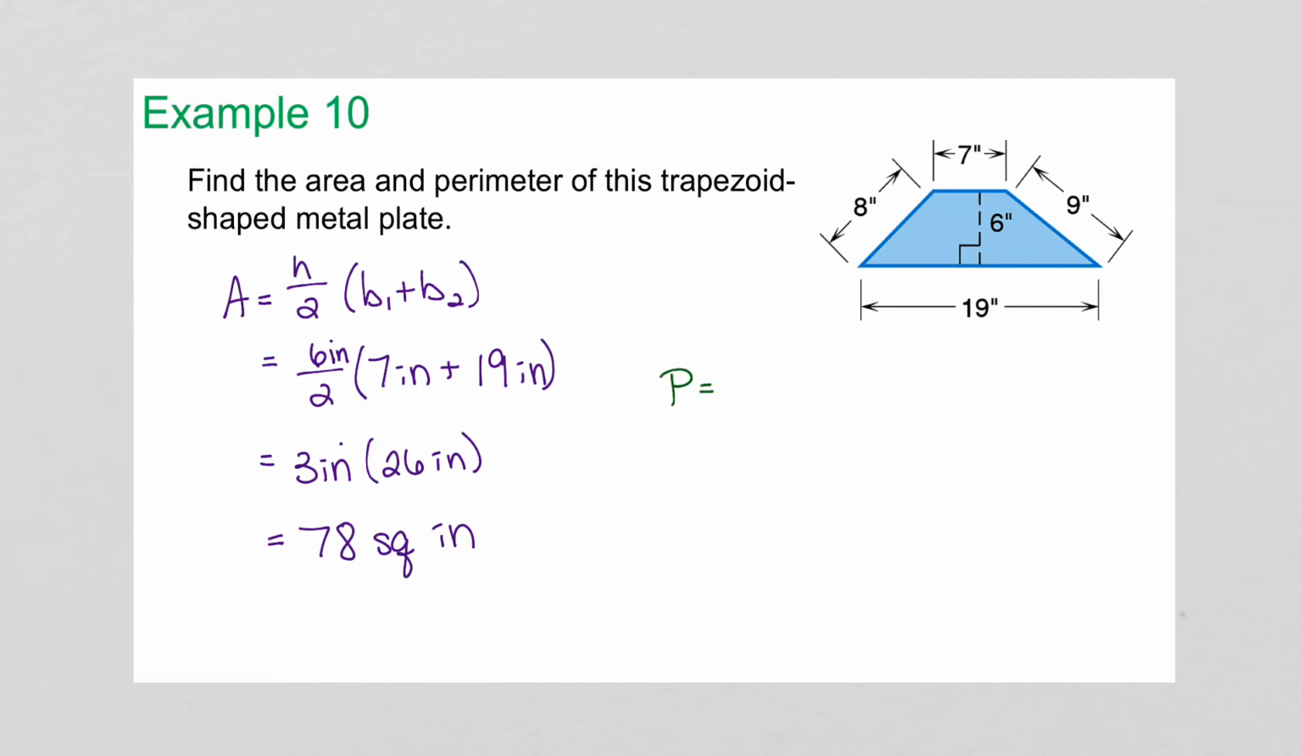And then the perimeter, add up the sides. So we have 8 plus 7 plus 9 plus 19. 43 inches.